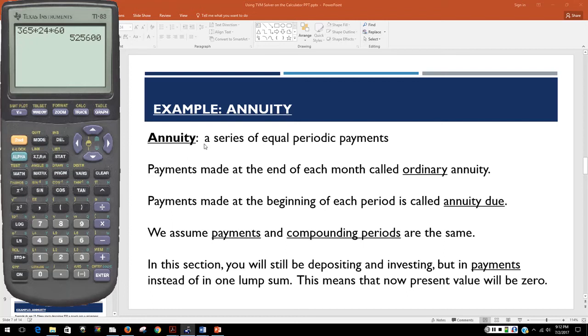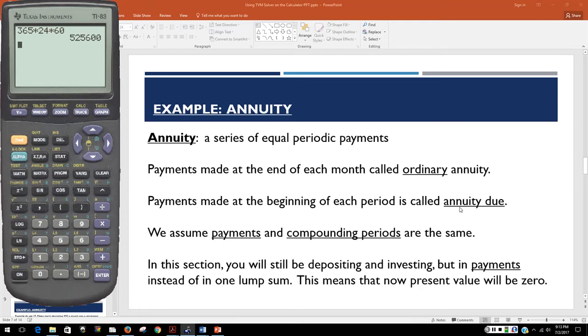So an annuity is a series of equal periodic payments, and one of the purposes of an annuity would be a savings account for when you retire. The payments are made at the end of the month, creates what's called an ordinary annuity. So the end of the month goes with ordinary. Payments made at the beginning of each period is called an annuity due.